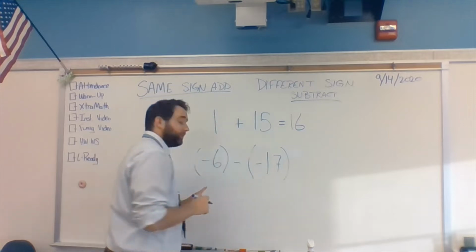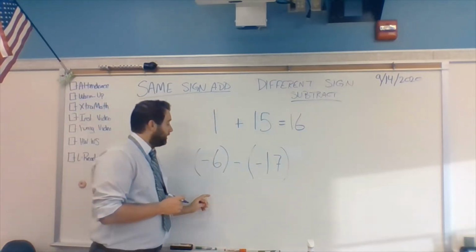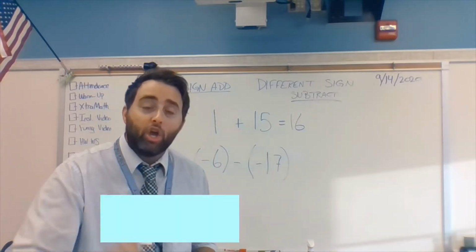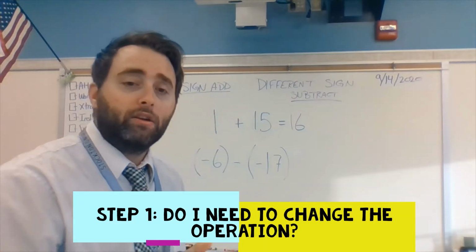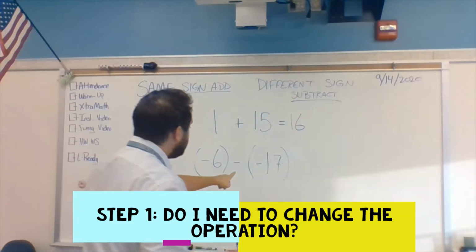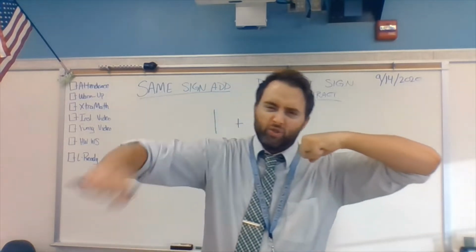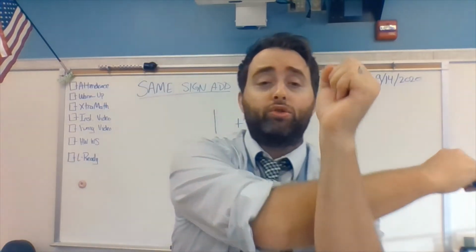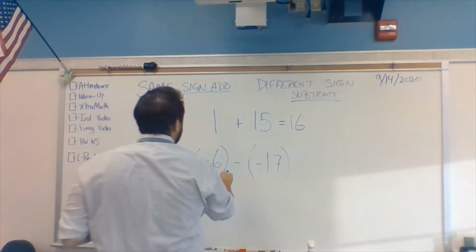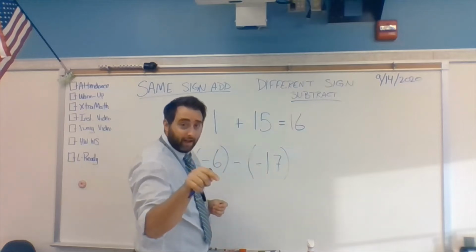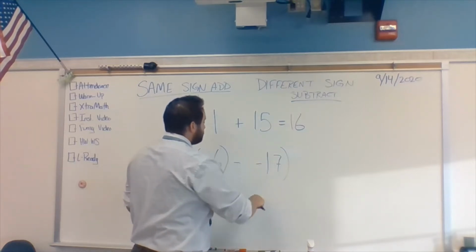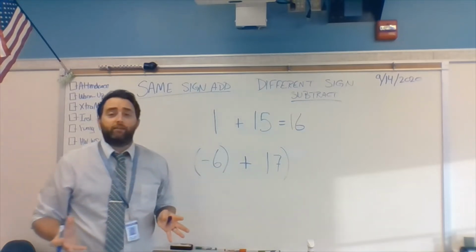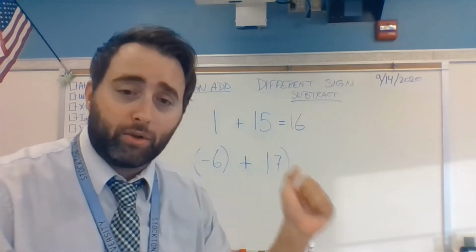Now, this is problem number 2 from your worksheet. Negative 6 minus negative 17. Step number 1: do I need to change the operation? Is there a negative right next to a subtraction? And if there is, what happens? They Romeo and Juliet. They have to be together. So I have a subtraction and I have a negative. They're going to break through this wall. Their wall can't contain them. And they are going to become a positive.